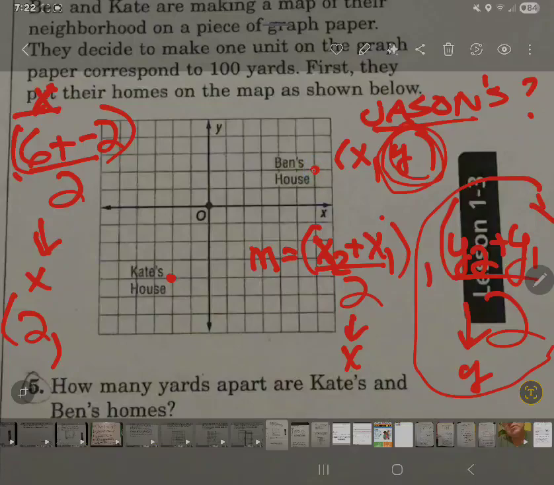Well, it's up 2. So we have 2 plus, and what's the Y value right here? Well, it's actually down. So that's going to be a negative number, isn't it? So it's -1, -2, -3, -4. So 2 plus -4, right? And then when we do that math, we have to divide it by 2, because that's what our formula is. So what's 2 plus -4?